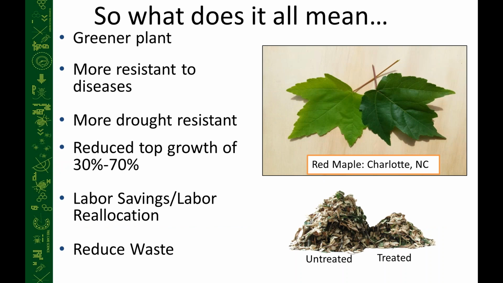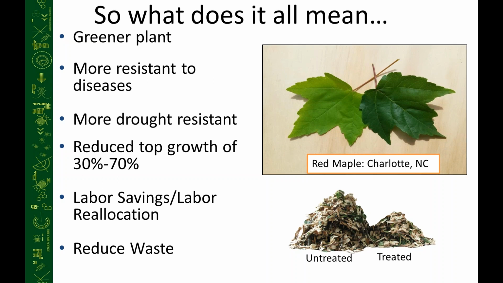And so as we begin to conclude, we're just about on time here, we are going to have a greener plant. We're going to see that it is more resistant to diseases. We're going to see that it's more drought resistant. We're going to see we can reduce our top growth by 30 to 70%. We're going to be able to save on labor. We're going to be able to reallocate labor, and we're going to drastically reduce the amount of green waste we are producing in some situations there.